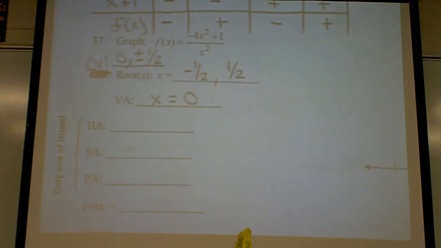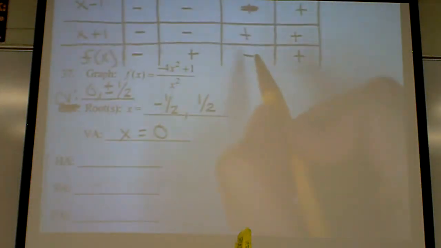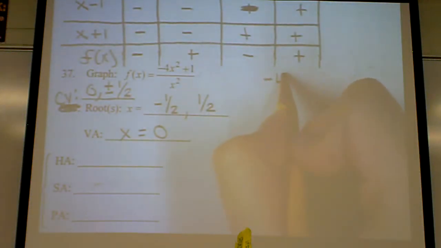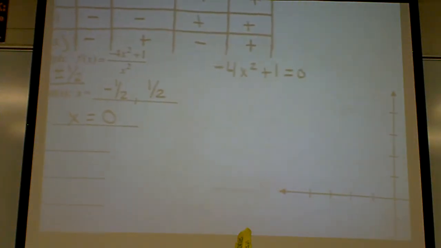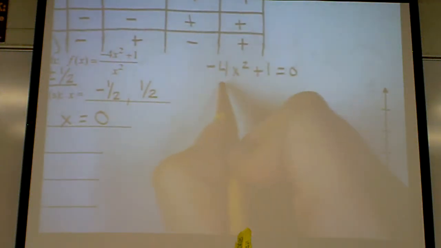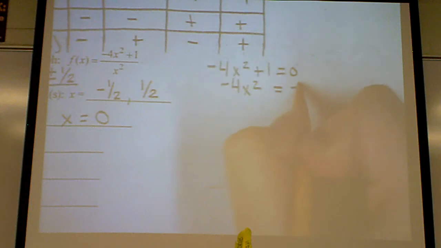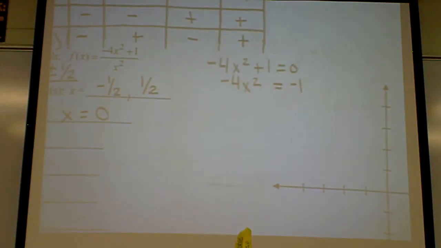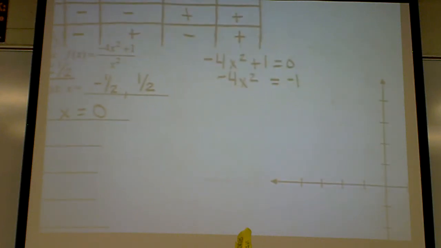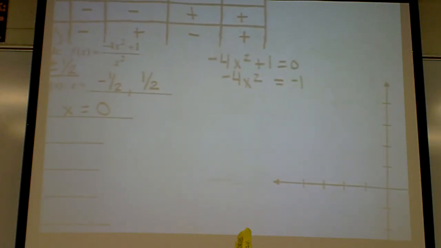And what other type? How'd you get the plus or minus half? Because it's squared. So if we have negative 4x squared plus 1 equals 0, then when you solve this, you get negative 4x squared equals negative 1. Got it? Negative number squared, so positive. Divided by negative four.